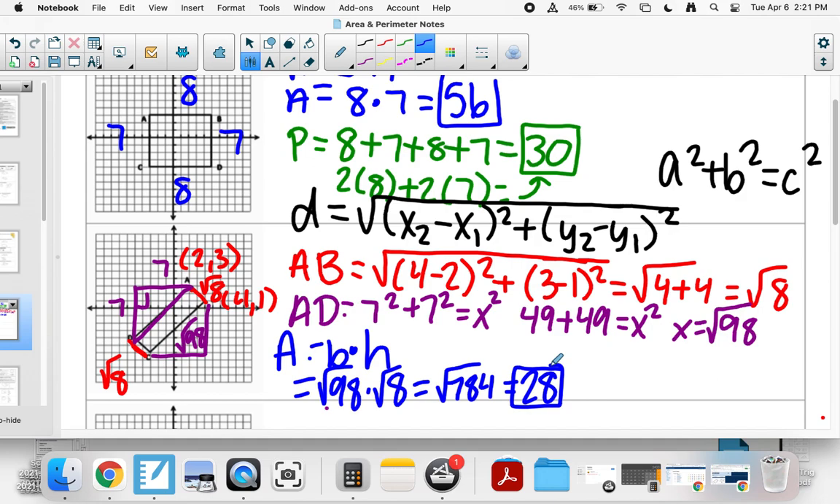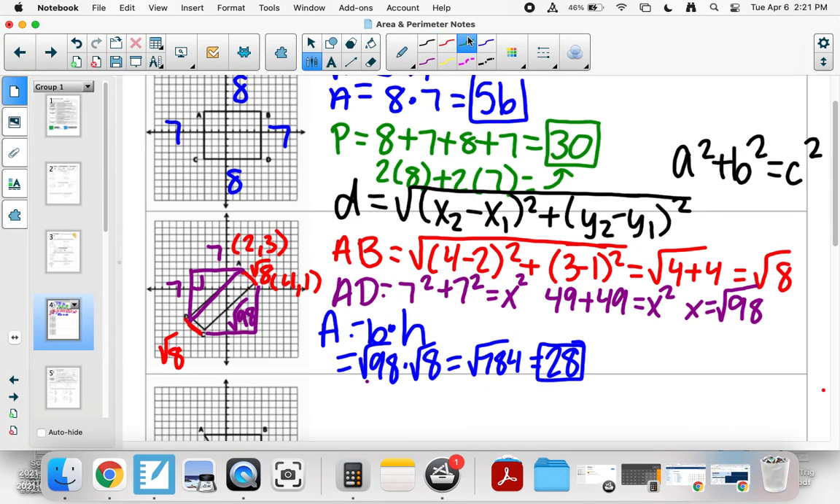You guys know how to find perimeter, right? To find our perimeter, we're adding up. I have 2 square roots of 8, or the square root of 8 plus the square root of 8, plus 2 square roots of 98. You can't combine these, so you're just gonna have to turn these into decimals.